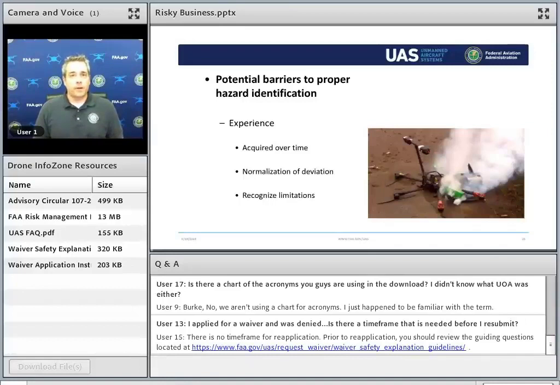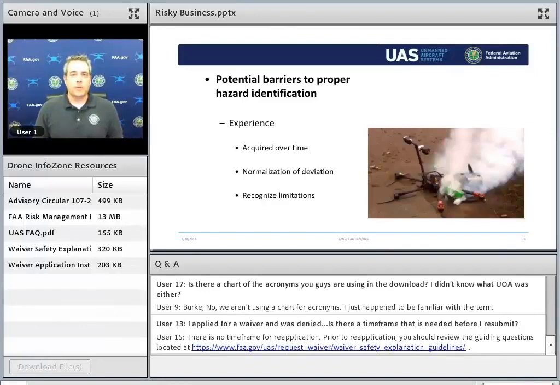That could be a potential barrier to hazard identification because you're not familiar with the area. So it's going to require a little bit more effort on your part to go there and identify those hazards prior to operation. Finally, your experience plays a huge part in being able to identify hazards. Now, we all understand you cannot buy experience. You can't read about it in a book. It's simply something acquired over time.